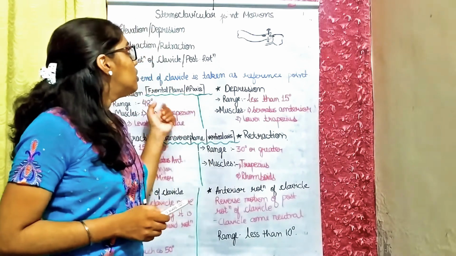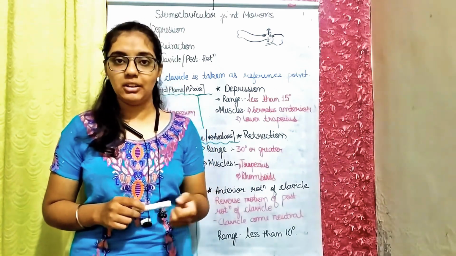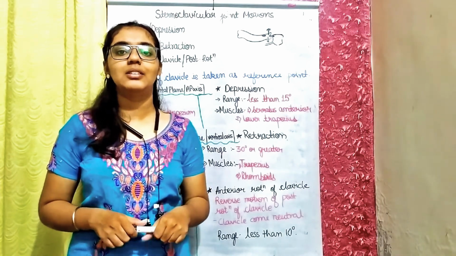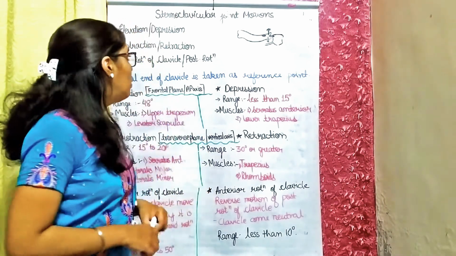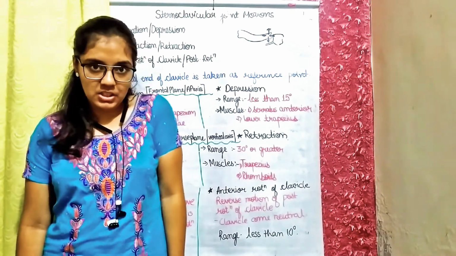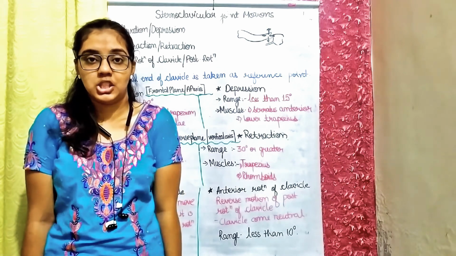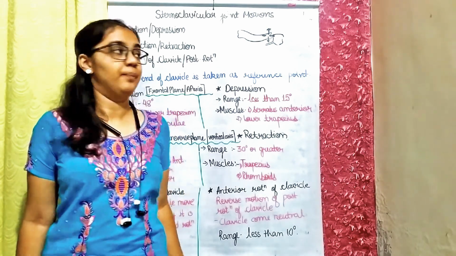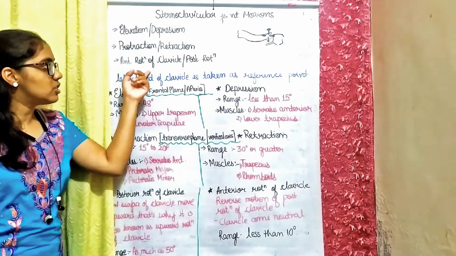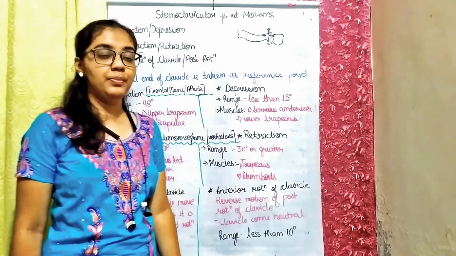In the sternoclavicular joint, basically two types of motions occur. One is rotatory motion and the second is translatory motion. There are a total of 6 rotatory motions. First is elevation, second is depression, third is protraction, fourth is retraction, fifth is anterior rotation of clavicle, and sixth is posterior rotation of clavicle.